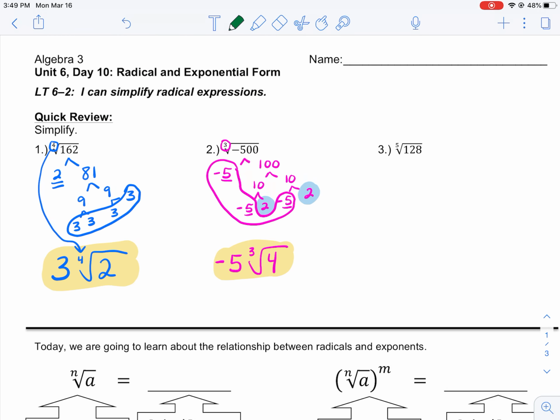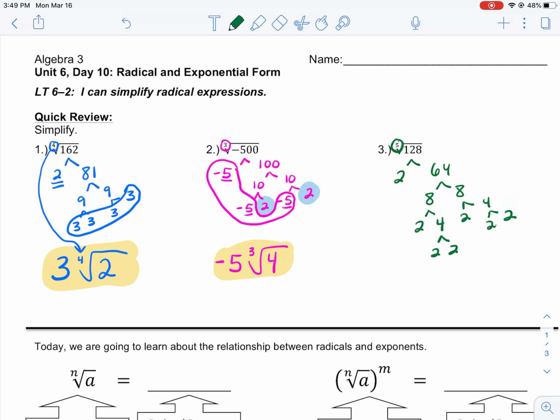Okay, and then in the last example here, we're taking the fifth root of 128. So I'm going to break that up using 2 and 64, and then I'm going to do 8 and 8, 2 and 4. A couple of you didn't break down your 4s. Okay, 4 is not a prime number. You got to break that down into a pair of 2s.